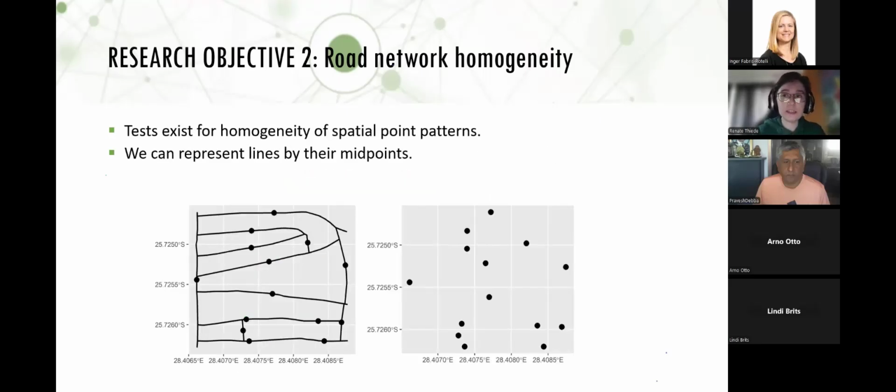So what did exist already at the time was tests for the homogeneity of spatial point patterns. And that's why I decided, well, we can always represent a line pattern or a linear network by points. So specifically by midpoints. And what I'm not showing here in a lot of detail, but what I did do, was to look at different ways of getting these points. I looked at taking endpoints, taking intersections, taking points at certain intervals along the roads. But the trade-off with computational complexity and modeling accuracy actually showed that the midpoints were informative enough, at least for these purposes.